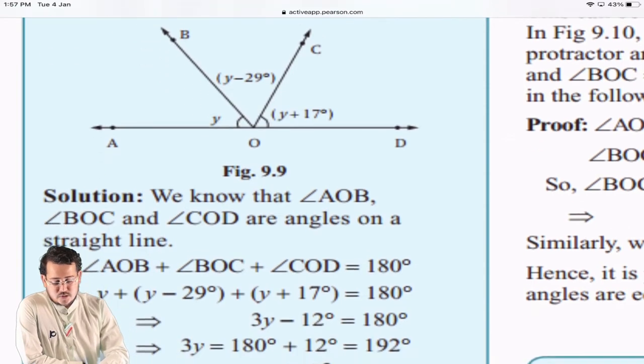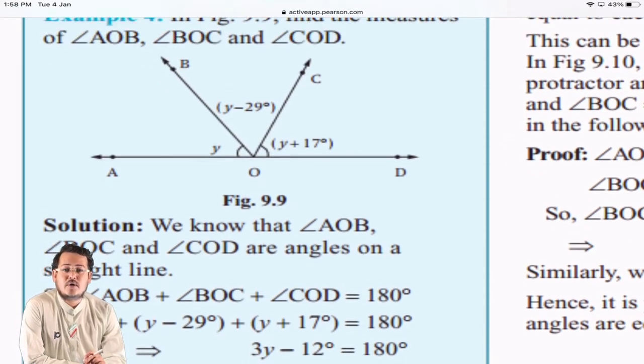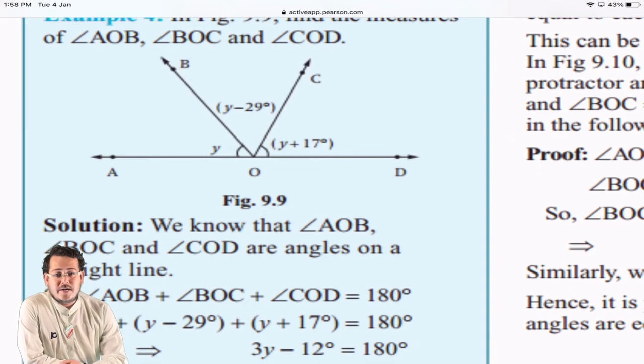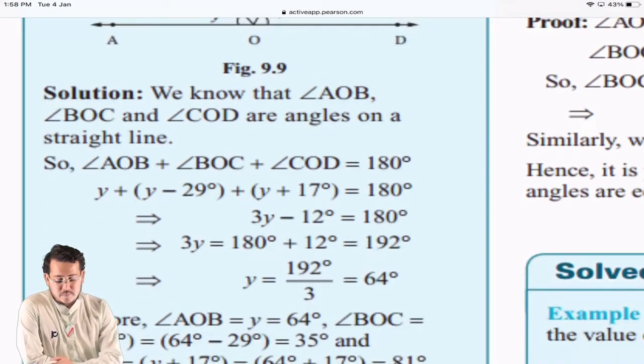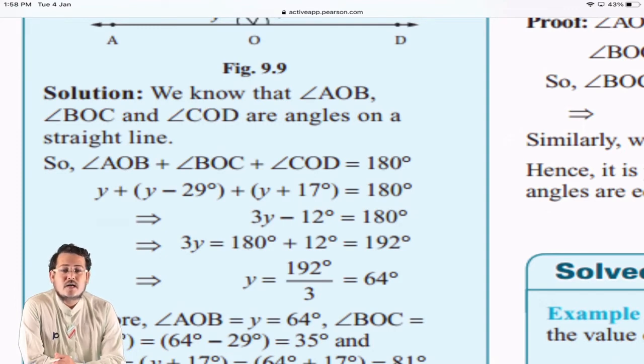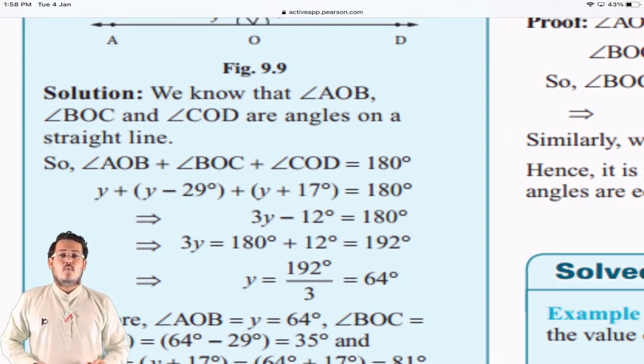As you can see the solution, what we have to find? We have to find out the value of y. So we will do addition of all the given angles, whether it is a variable or the values. So here the equation will be y plus y minus 29 plus y plus 17 is equal to 180, as angles on the straight line is equal to 180 degree.